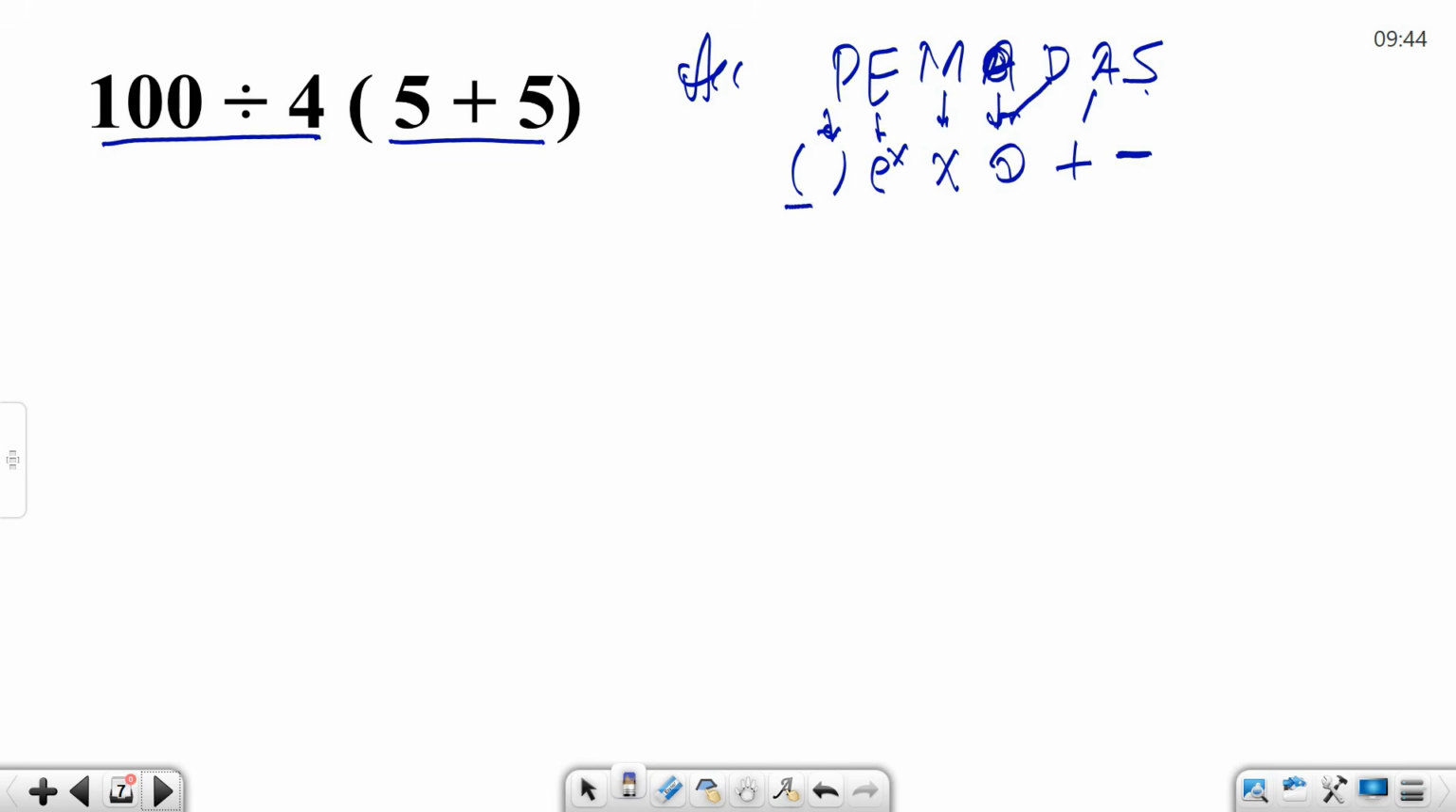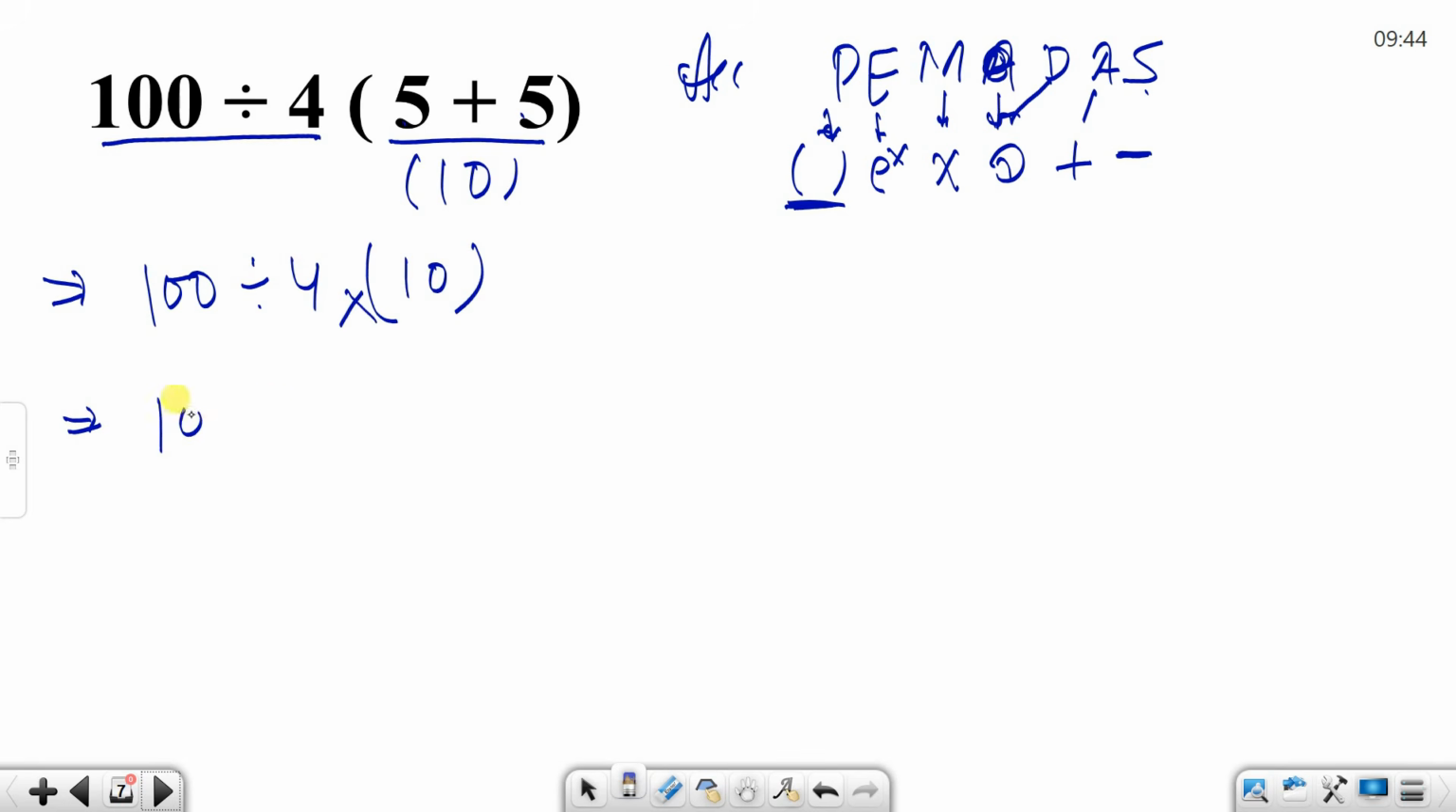First of all, if we do the calculation, 5 plus 5 times 100, and B is for 4. Now, whenever we perform multiplication under division, the value effectively increases tenfold.